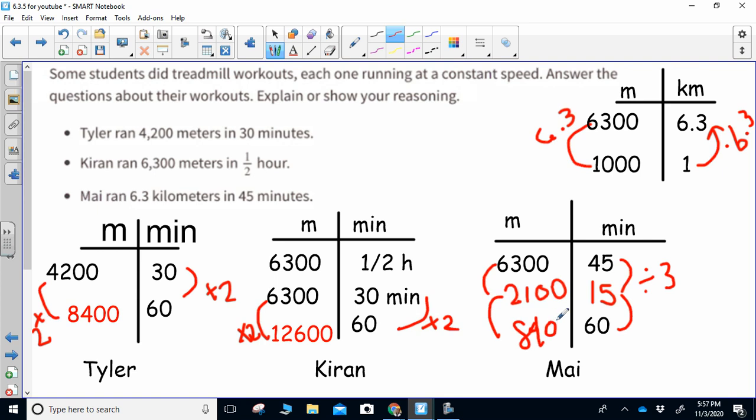All right, so now I can do my comparisons. And as we decided earlier, Kieran is definitely the fastest. He can go 12,600 meters in an hour. And actually, Tyler and Maya are tied because he can go 8,400 meters in an hour and she can go 8,400 meters in an hour. So this person would be the fastest and these two would tie because he can go a greater distance in the same amount of time as these people. That's what makes him be faster.